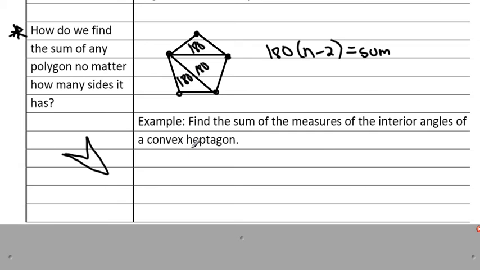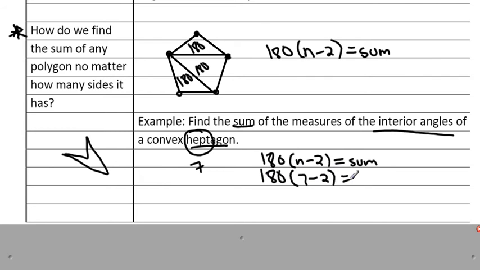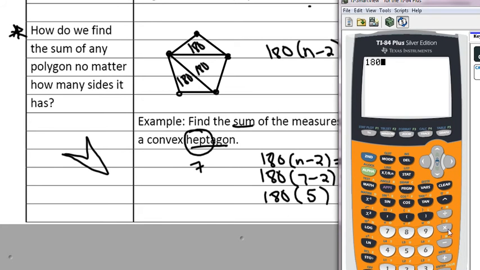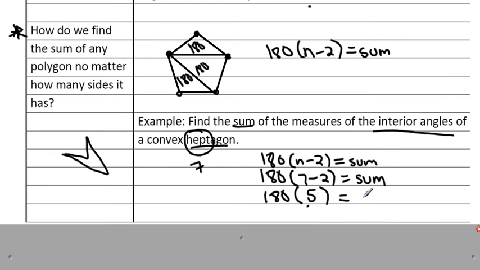So if it's a heptagon and we want to find the sum of the interior angles, that's going to be 180 times n minus 2. And n is a heptagon, and a heptagon has 7 sides. So we're going to do 180 times 7 minus 2. So 180 times 7 minus 2 is 180 times 5. And 180 times 5 should give us 900. So a convex heptagon has 900 degrees total.